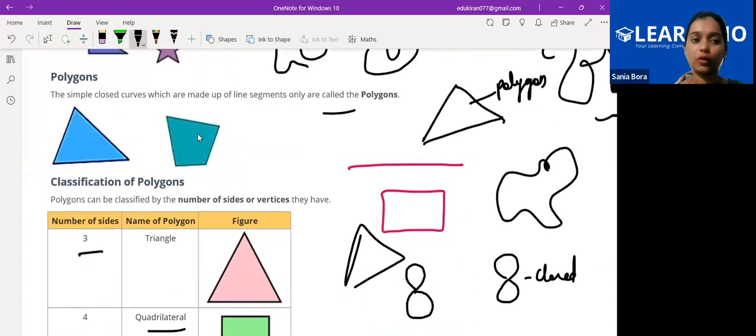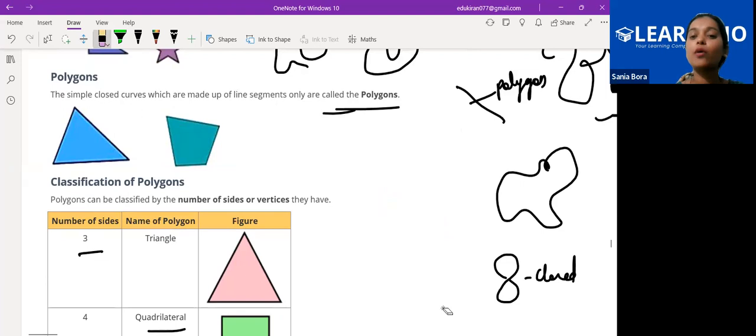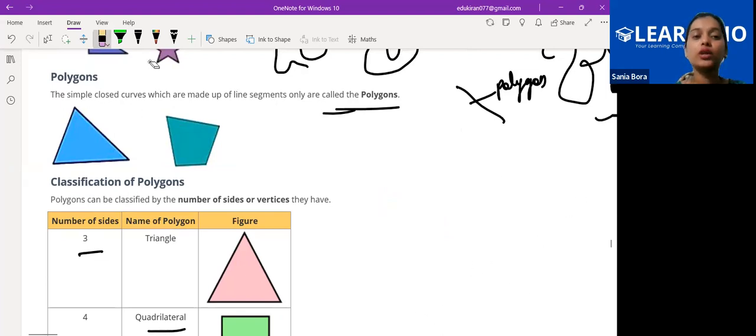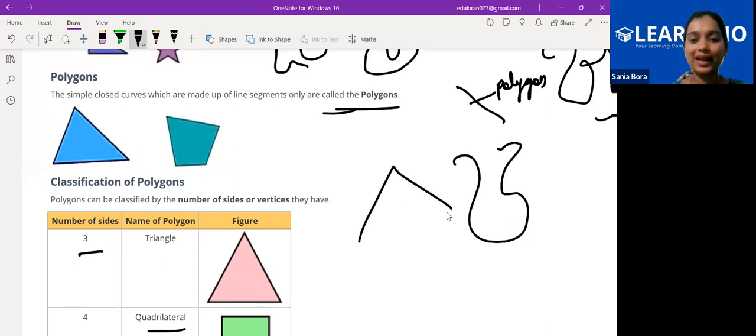Yes, ma'am. Now after that, polygon. A simple closed curve made up of line segments is called a polygon. So they are basically closed curves made up of line segments, right? For example, if it is a curve like this, then that's a curve. But if I make lines like this, that is a polygon. Clear with everybody?